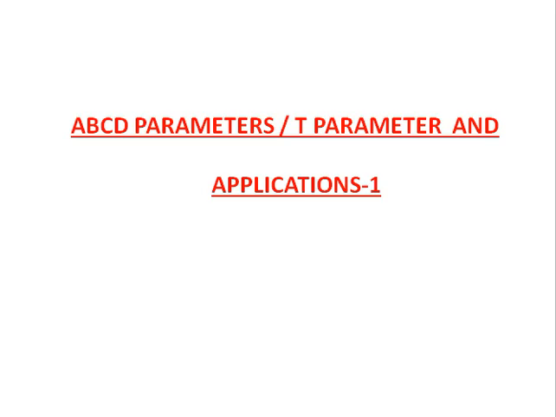The ABCD matrix is nothing but a matrix with ABCD parameters. That is, ABCD parameters are elements of the ABCD matrix. It is a 2 by 2 matrix. It is very easy to do matrix multiplication and inverse matrix. ABCD parameters are used in two-port networks.